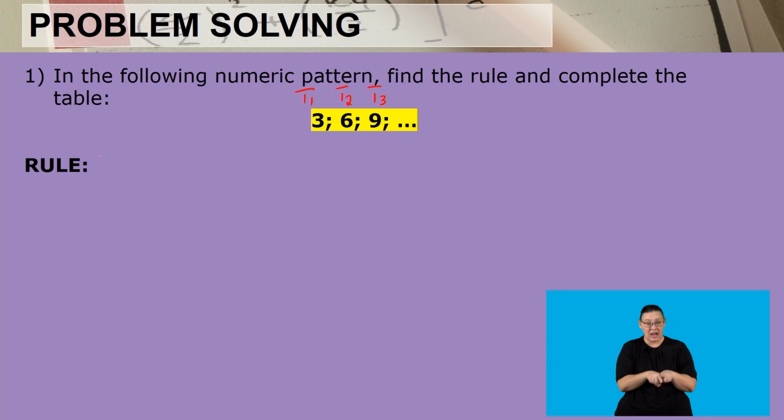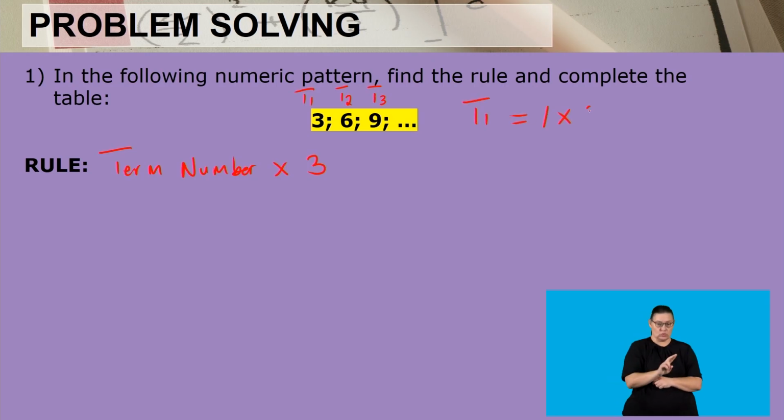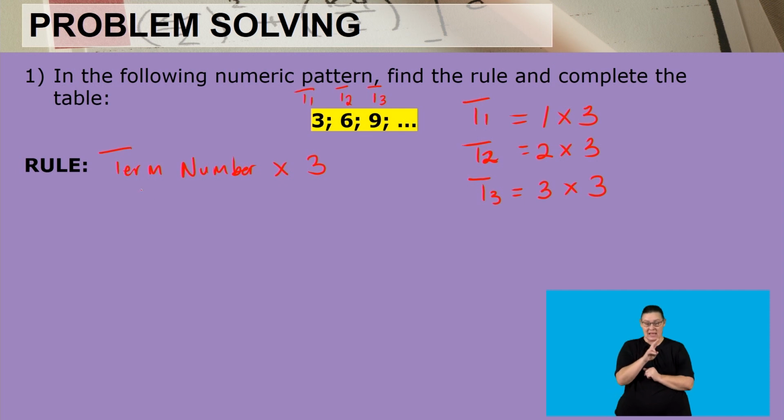Well, it looks like the term number is being multiplied by 3. Because as we can see there in the first term, it's 1 multiplied by 3. In the second term, let us write this like this. In the first term, it is 1 multiplied by 3. In the second term, it is 2 multiplied by 3. Let's fix that 2 there. And in the third term, we can see that it is 3 multiplied by 3. So we can see that our term number is being multiplied by 3.